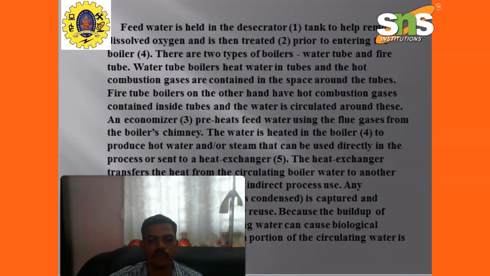The fourth one is to produce hot water and steam that can be used directly in the process or in the heat exchanger. The heat exchanger transfers the heat from the circulating boiler water into another medium such as the product in indirect process uses. Any steam that has condensed is captured and returned to the deaerator for reuse. Because of the buildup of condensate and air circulating in the water, it can cause biological growth, corrosion and scale, so portions of the circulating water are blown down.